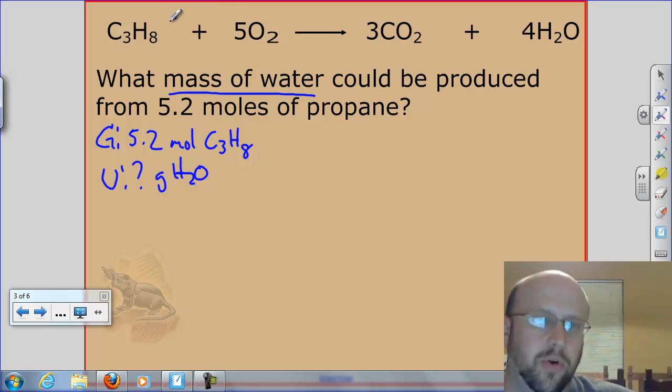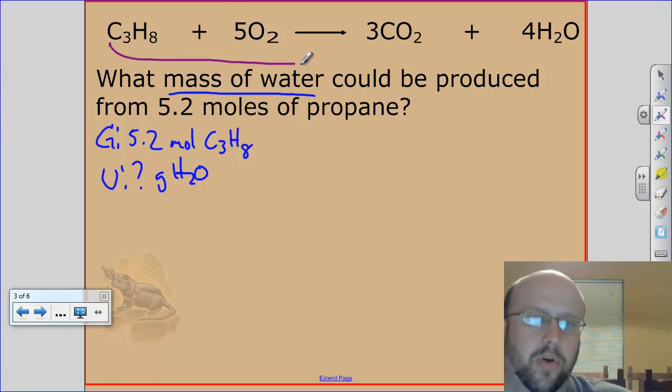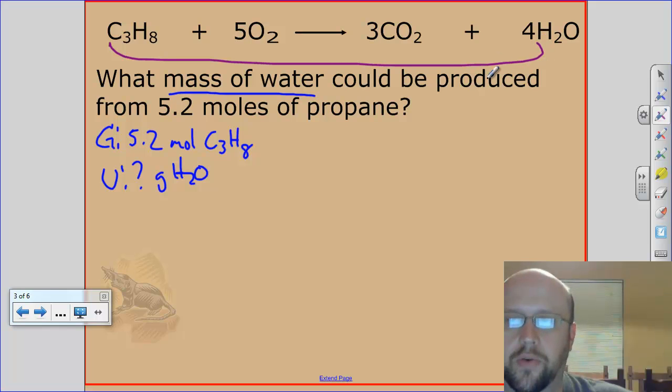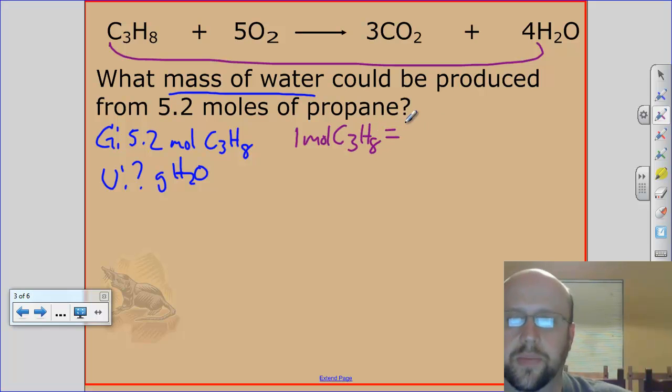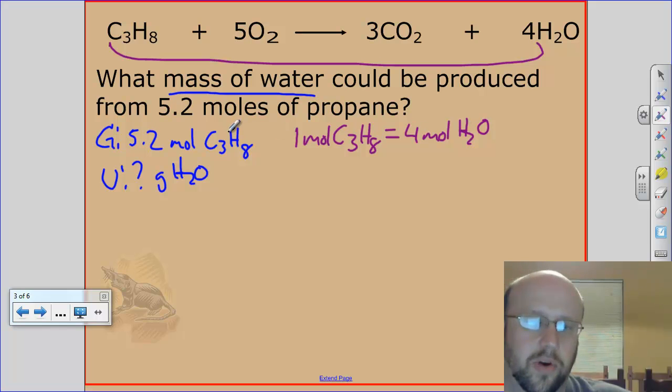So we still need a mole ratio. I still need a relationship. My relationship between propane and water is 1 to 4. So 1 mole of propane, C3H8, is equal to 4 moles of water. And in our previous lesson, that would have been it. That would have been all I needed to go from moles to moles. But I'm not going from moles to moles. I'm going from moles to grams.